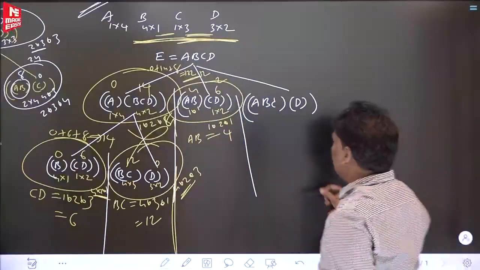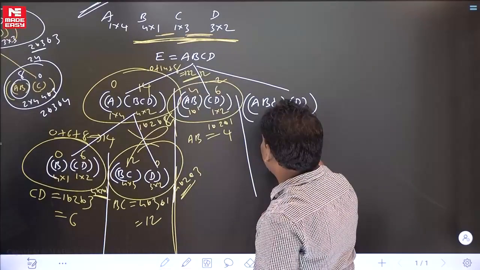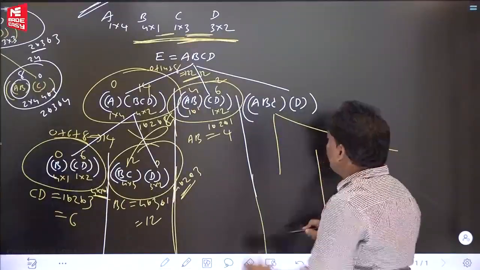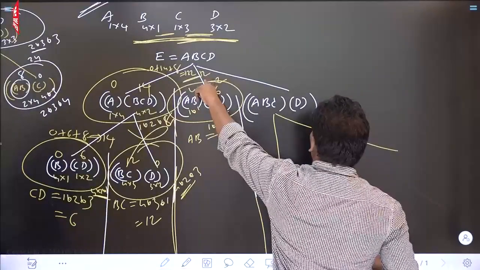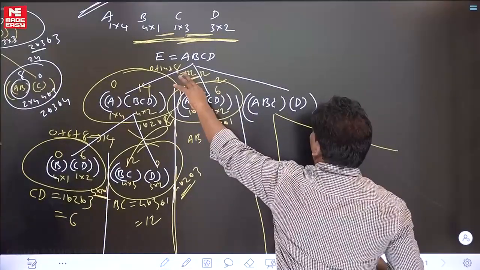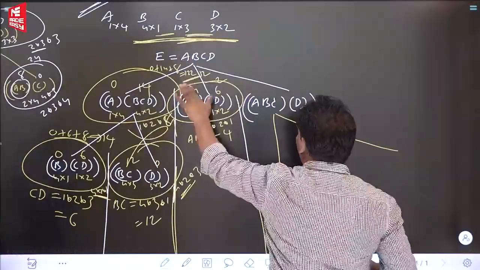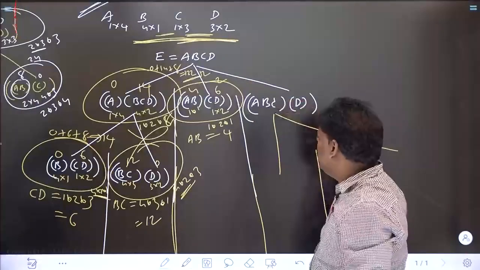Let's go further. ABC into D. ABC into D. Let's check. How many ways are there? 2 ways. And one more thing, worst case only go here. Best case no need to go, because in the options you check 12 there, less than 12 not there, stop. 12 there, less than 12 also there, then go further. Only for namesake I am going. Mostly this will be the answer.